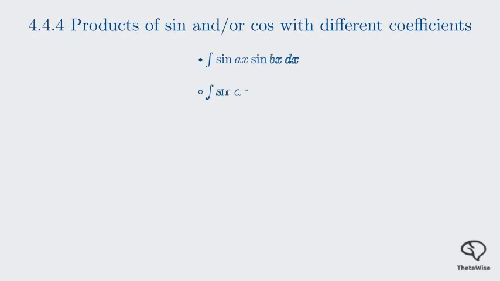Our fourth objective is to integrate products of sine and cosine with different coefficients. We're considering integrals of the form sine ax sine bx, sine ax cosine bx, and so on. Notice the coefficients a and b are different. To solve these, we use a different set of identities called the product to sum identities. These identities do exactly what they say. They transform a product of trigonometric functions into a sum or difference of functions.